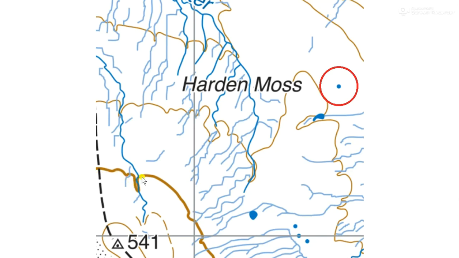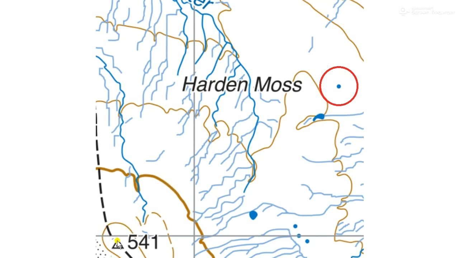This contour line here, this thick contour or bold contour, is called an index contour, and on Harvey's the index contours go up in 75-metre intervals. So imagine starting at sea level, the first index contour would be 75, then 150, 225, 300, 375, 450, 525. So this has got to be the 525 contour, and then that next one up would be the 540.